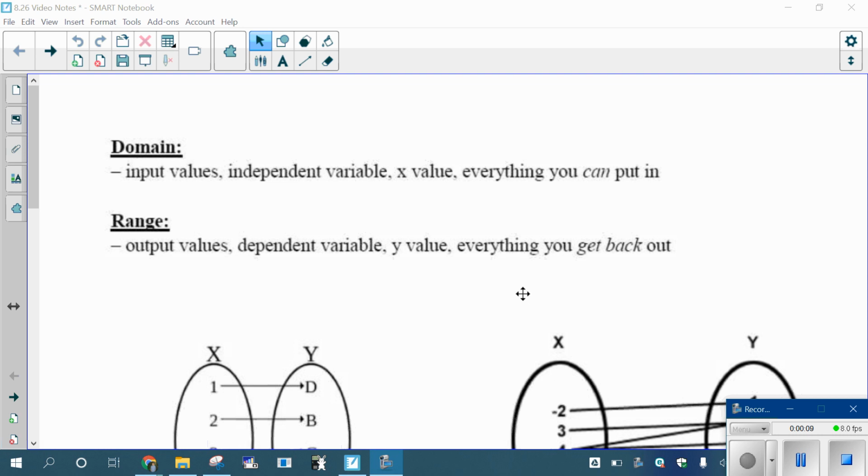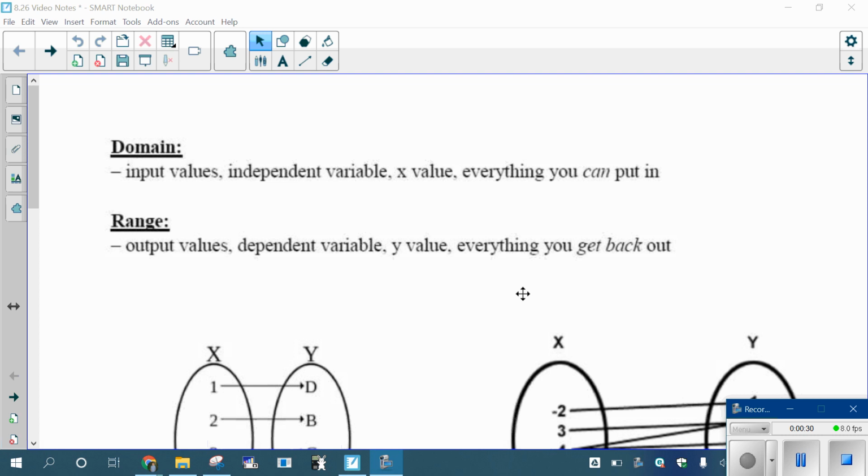Okay, so these are two very closely related ideas, and really, kids get messed up with domain and range, but it's really not too bad. Domain is just what are the possible inputs? What are the things you can input into a function? What can you put in?